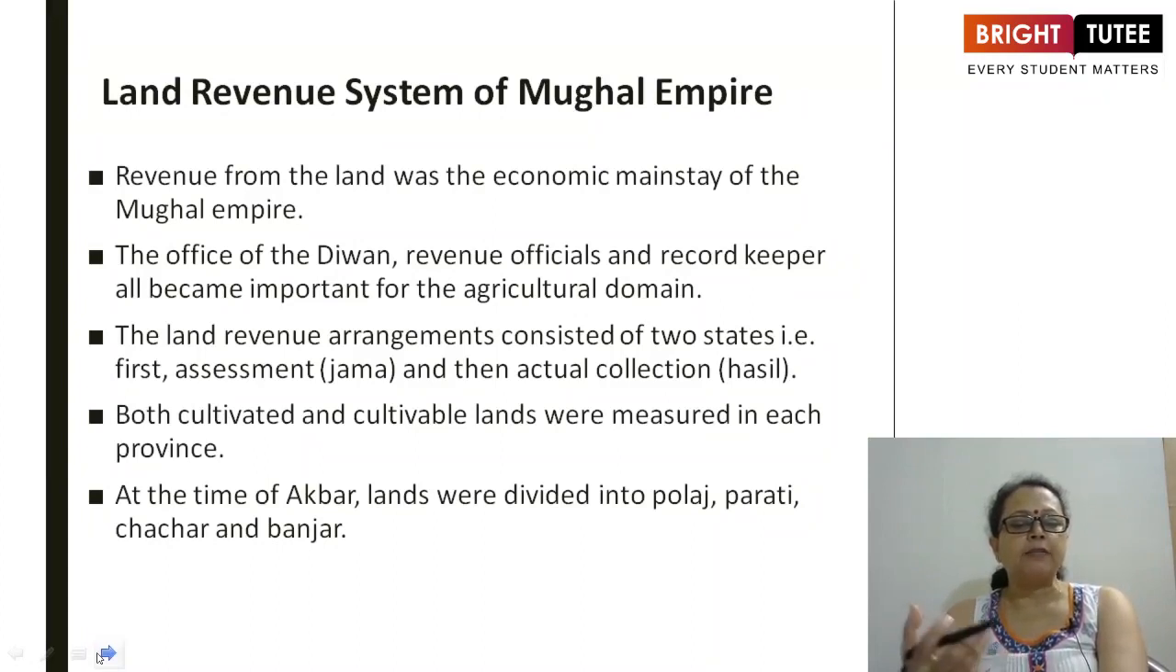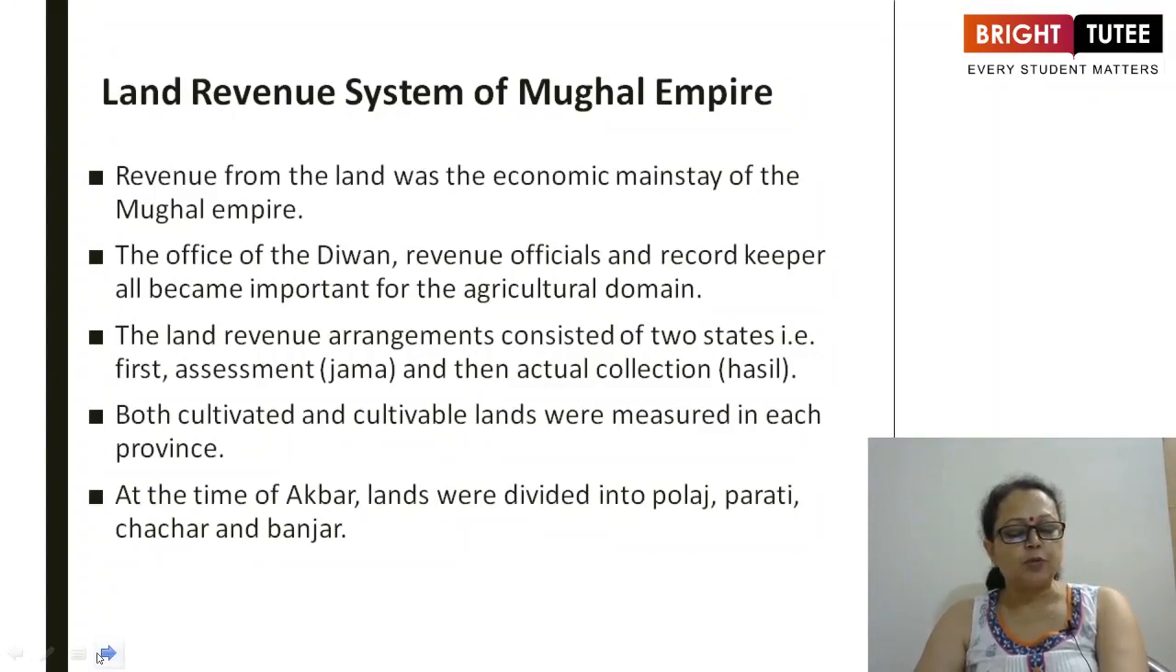Whatever new land was captured, consolidated, or annexed by Babur or Humayun, they gave this territory to their relatives. Those relatives were known as the Jagirdars, and the territory occupied by them was known as Jagirdari.